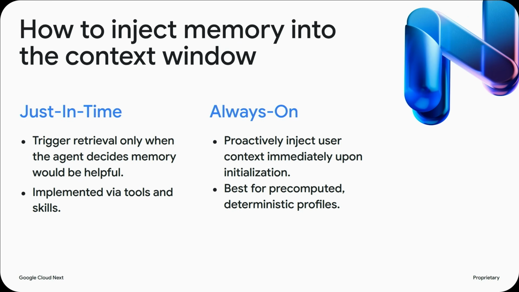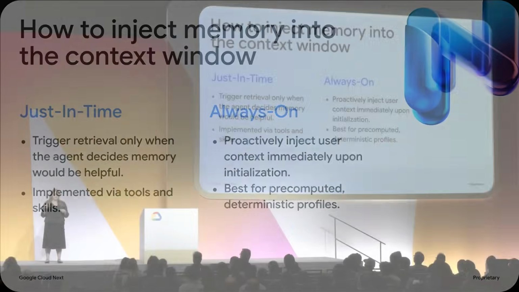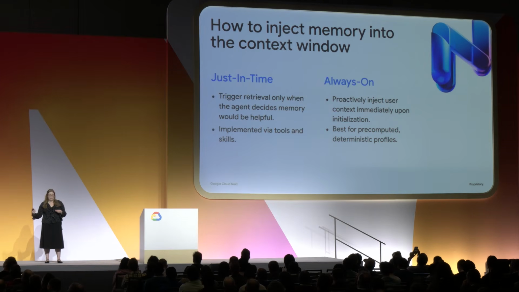But now, how do you actually inject that context into the context window? There's two main approaches I've seen. The first is just-in-time context retrieval. This you would generally do with skills or tools, and you would be retrieving the context when the agent decides that context is necessary to answer the user query.